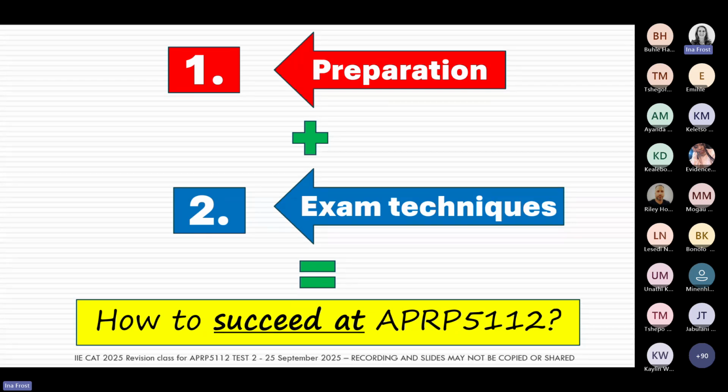So you'll remember in our first session, we already talked about managing your time. We talked about reading your required carefully and showing us all of your workings. So we're going to just talk again about these exam techniques and things that you can do in the assessment to make sure that you're going to come out on top in this module.